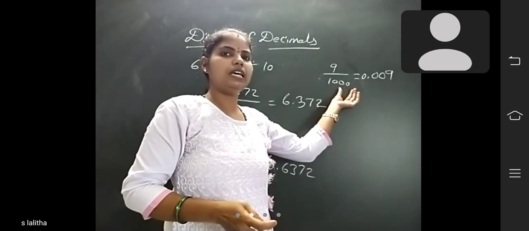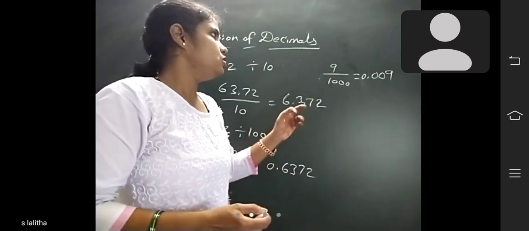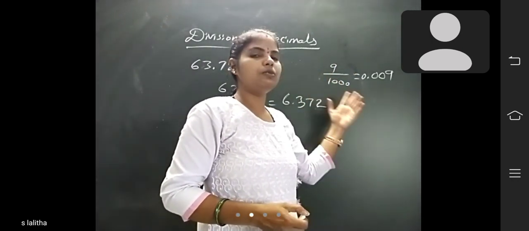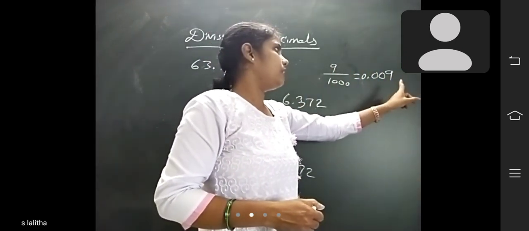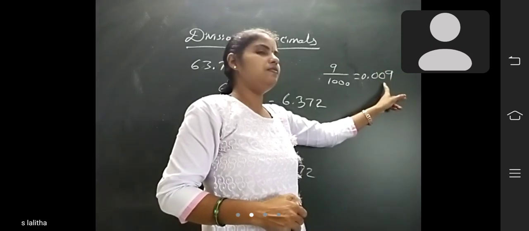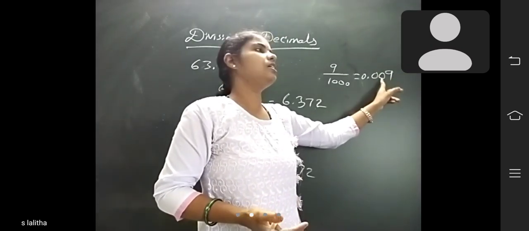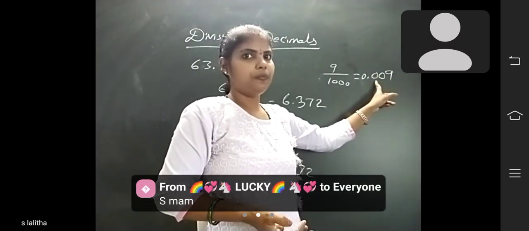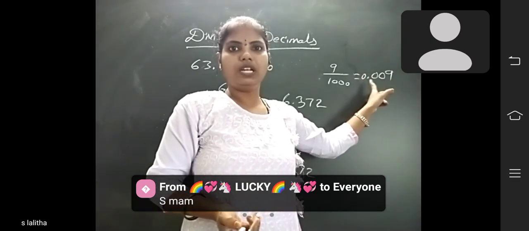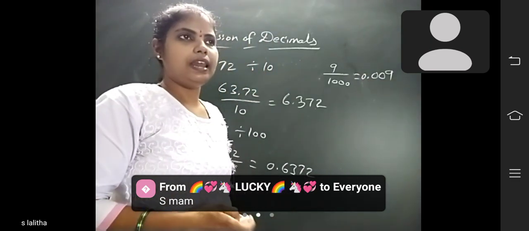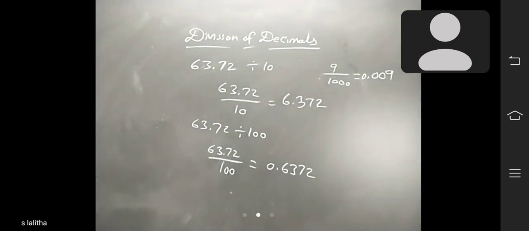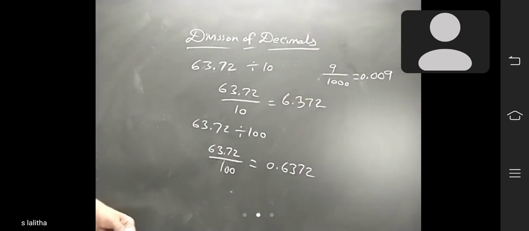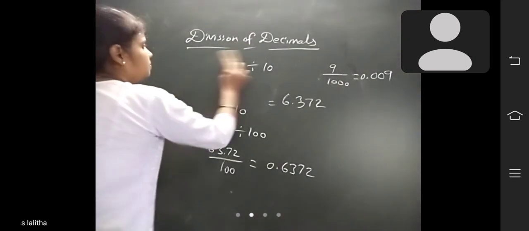Did you understand? Here how many zeros are there? 3 zeros. So you should keep the decimal point after 3 digits. But here only 1 digit is there. So write that 1 digit, and on the left side write the second digit 0. The third digit also 0. Then you have to put the decimal point. What is the answer? 0.009. Did you understand now? Next, division of decimal by whole number.